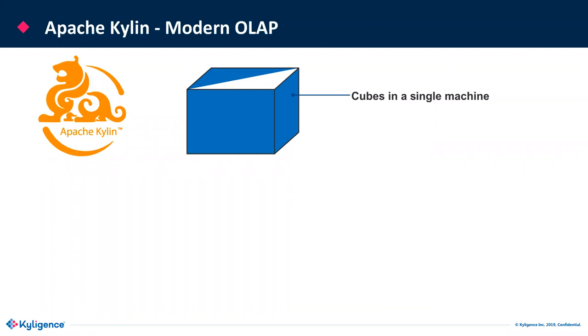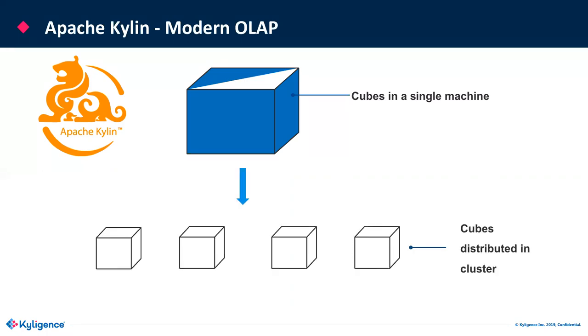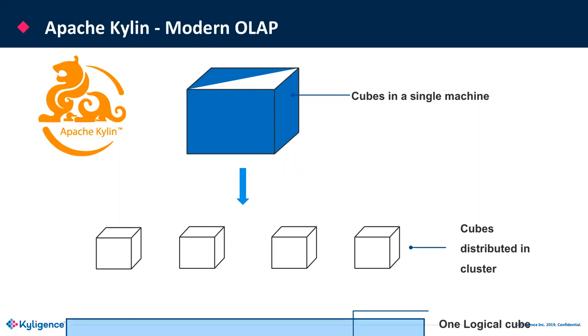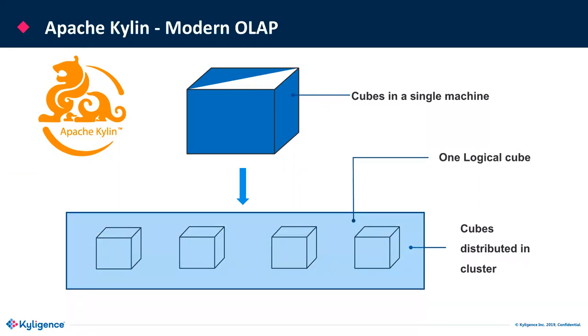To overcome all these problems, Apache Kylin has taken the modern approach to combine big data technology with the OLAP concept. Cubes can be stored, processed, and queried in a distributed cluster. To the end user, it still appears as one logical cube.